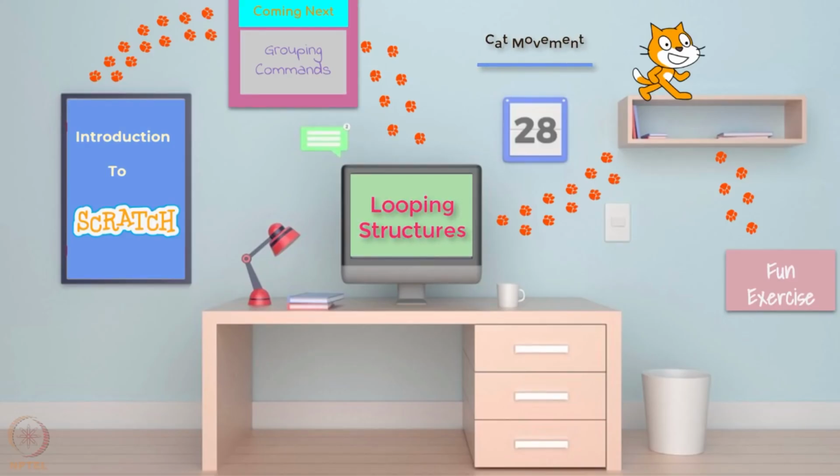We have now come to the fag end of our first chapter. It's time for us to summarize everything that we learned so far. We first saw how to make our cat move, how to make her rotate. That was the introduction to programming, let's say.